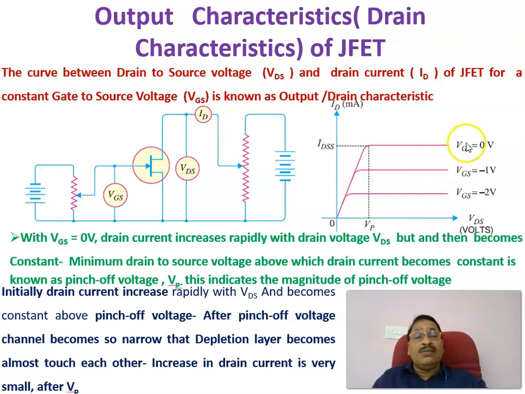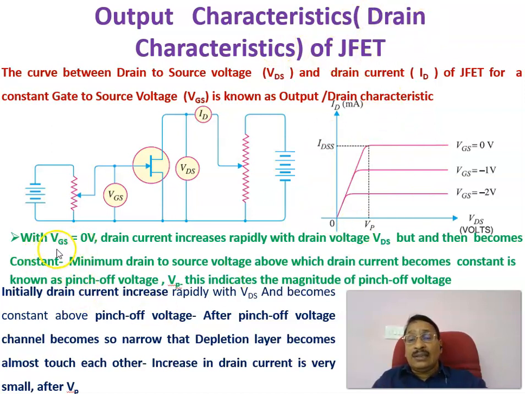Therefore, as VGS is increasing, it is reaching the saturation value earlier than in the previous case. This is the plot of drain to source voltage versus ID for different VGS. Corresponding to VGS equal to 0, the saturating voltage is what we call the pinch off voltage. If the voltage magnitude is more than the pinch off voltage, the current will get saturated. These are different values of VGS, and the plot is called the drain characteristics.